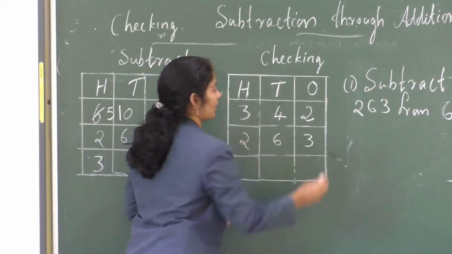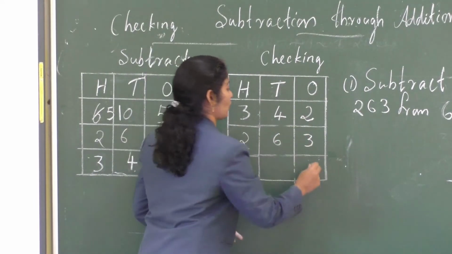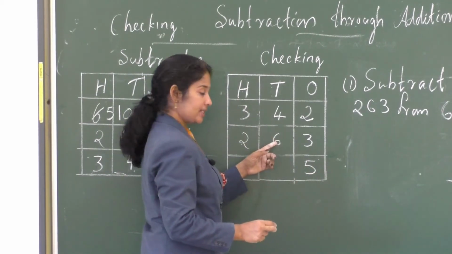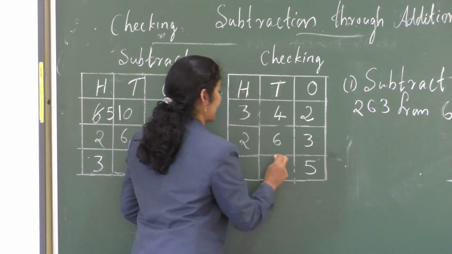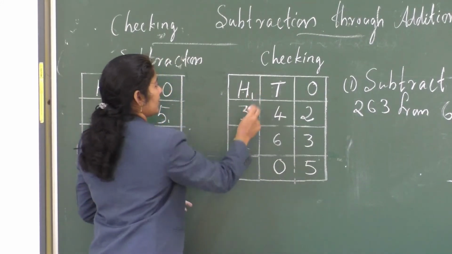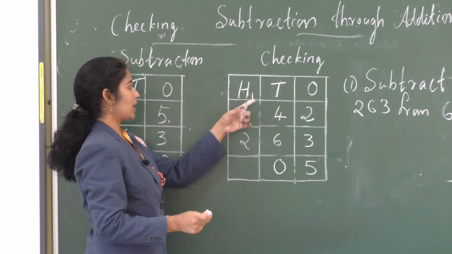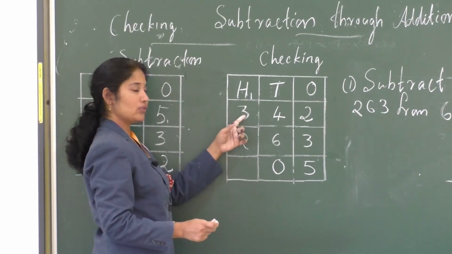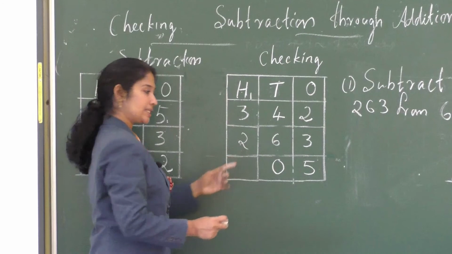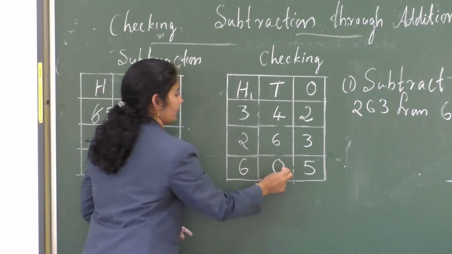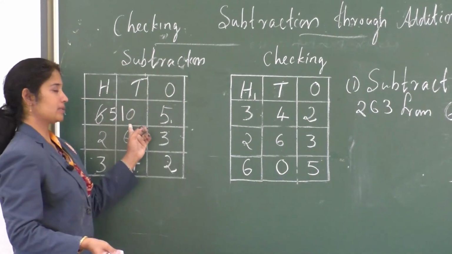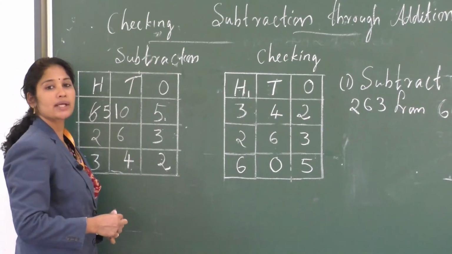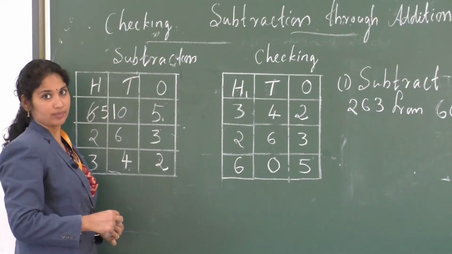263. 3 plus 2, 5. 4 plus 6, 10. 1 will carry over. Here in the hundreds place, 1, 3 and 2. 1 plus 3, 4. 4 plus 2, 6. We got the bigger number. Hope you understood how to check subtraction through addition.